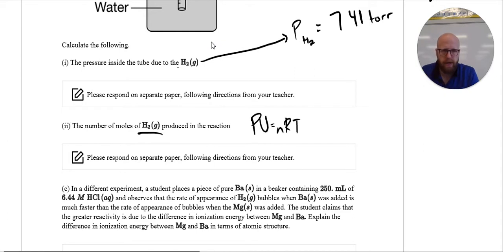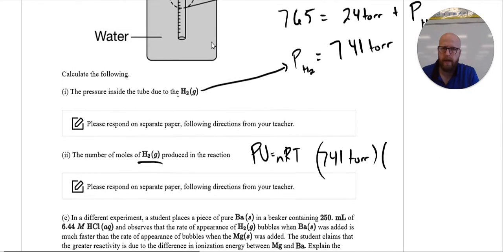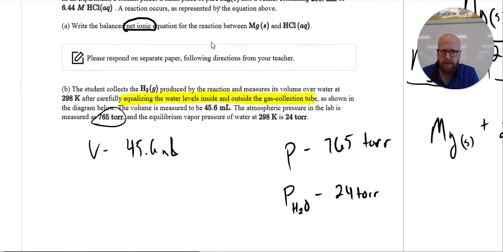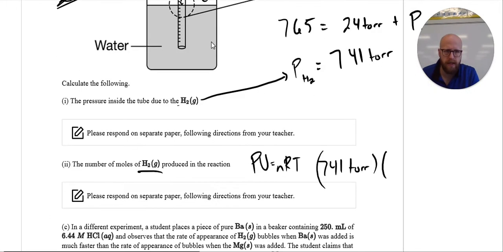And I know my pressure due to H2 is 741 torr. My volume was what, 45.6 milliliters. You convert that to liters, is equal to n moles. Now my R here, I'm going to use a different R, because if we notice, my pressure is in torr.